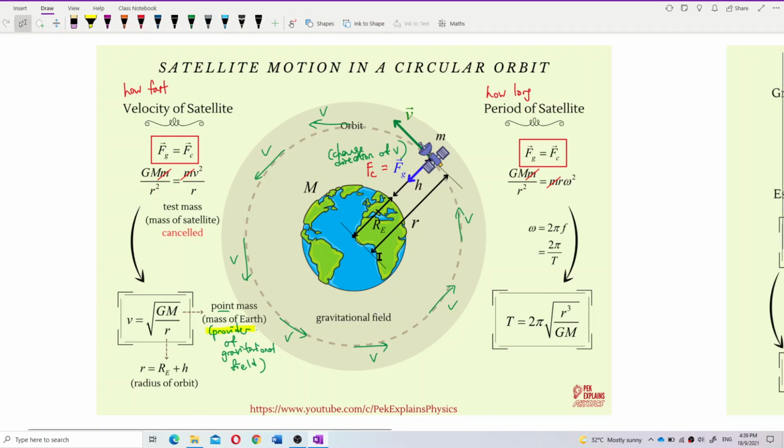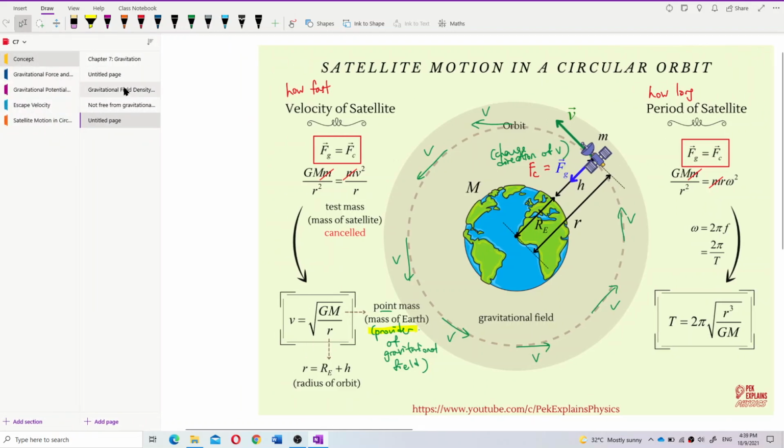Okay, so it is the Earth who provides the gravitational field around it, so that the satellite has the gravitational force. Why does the satellite experience this gravitational force? Because it is inside the gravitational field of Earth. Understand or not? So what is actually a gravitational field again? It is an area where you can experience the gravitational force.